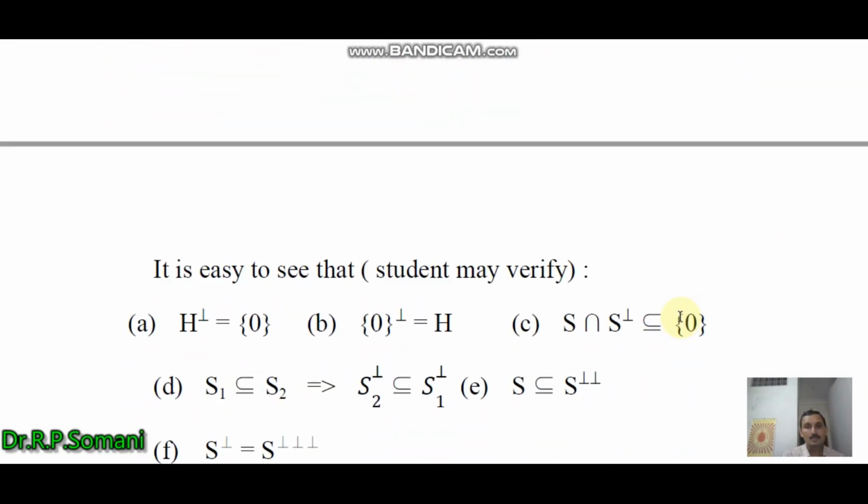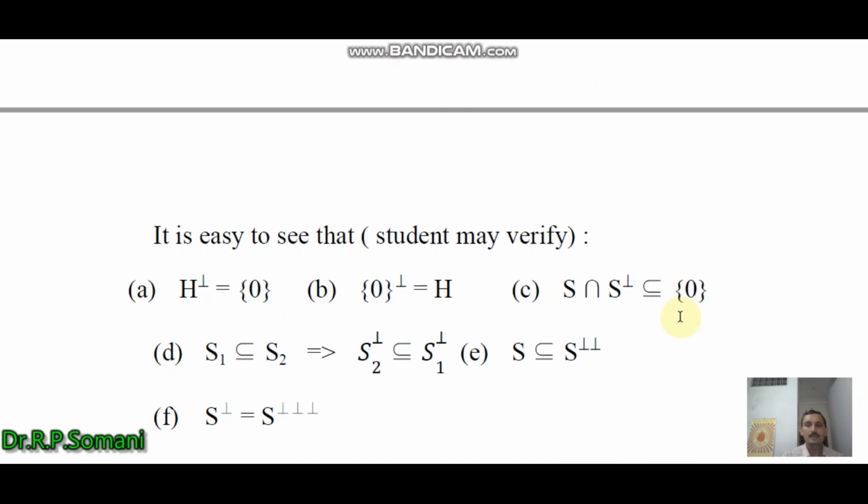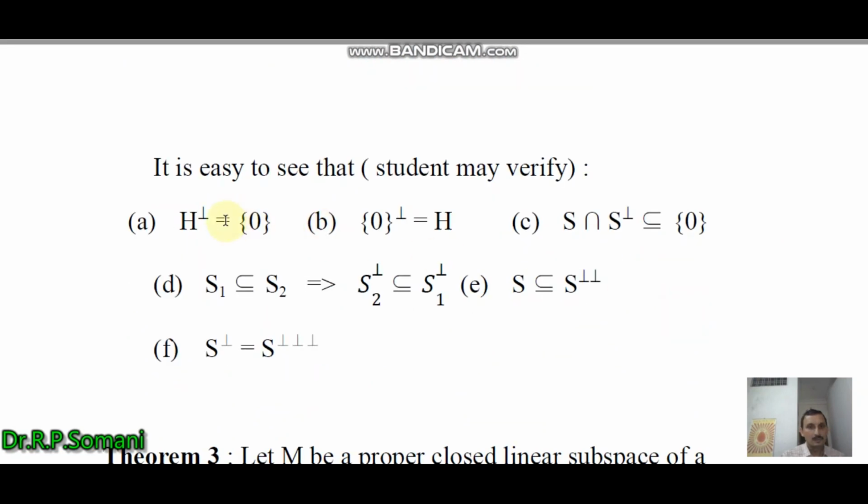We have some simple properties that students can verify themselves. The first property: H orthogonal equals 0, where H is the whole Hilbert space, and the orthogonal of 0, that is 0 orthogonal, equals H. The third one: S intersection S orthogonal is a subset of the set {0}. The fourth property: if S1 is a subset of S2, then S2 orthogonal is a subset of S1 orthogonal.